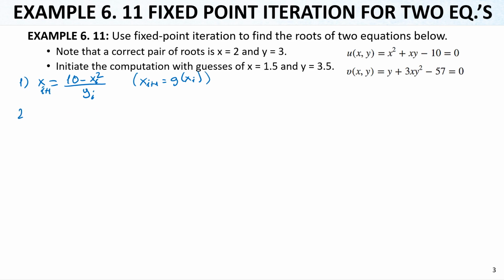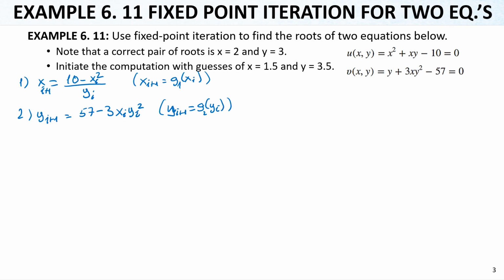And the second equation will be from the second one. In here, we will this time isolate y. This can be simply isolated, just move the rest to the right side. And then y_{i+1} becomes 57 minus 3 x_i y_i squared. So x_{i+1} is g1 and y_{i+1} is g2. Okay, we wrote these. Now we want to solve these.